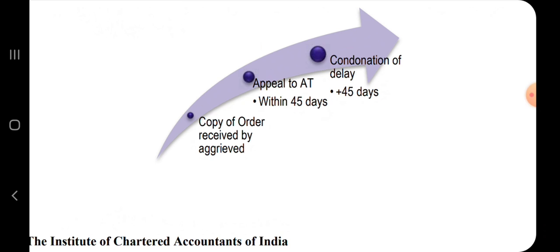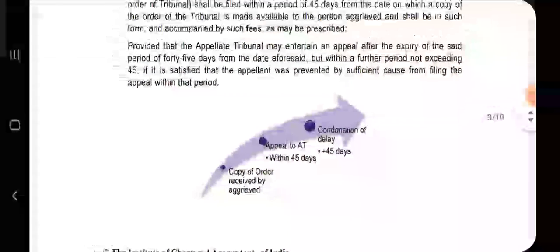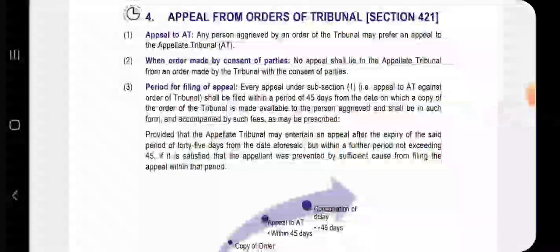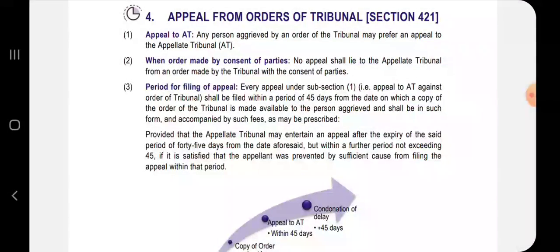And if there is any delay and if the reason is considerable and if the appellate tribunal feels it is okay, then it will grant you another 45 days as condonation of delay. Hope you are clear with these terms. Condonation is like forgiving of the delay.